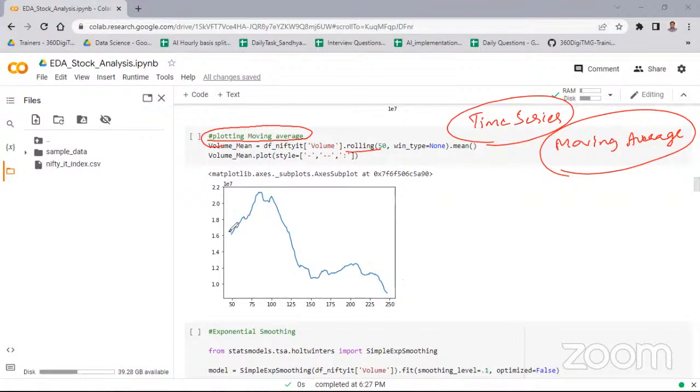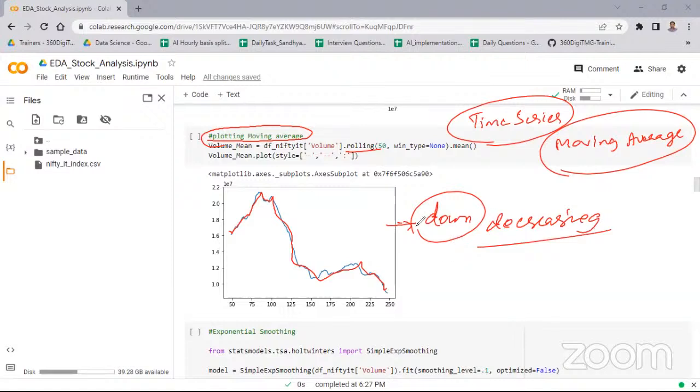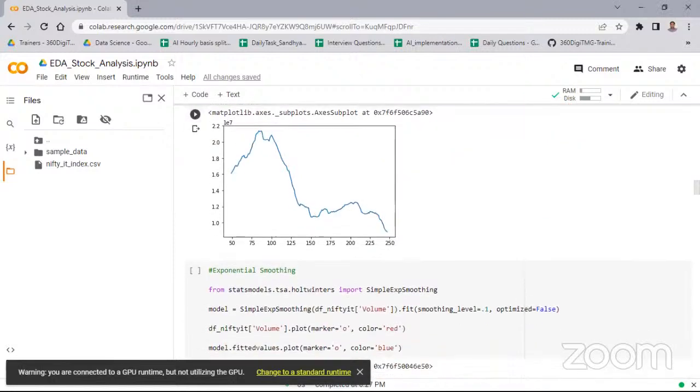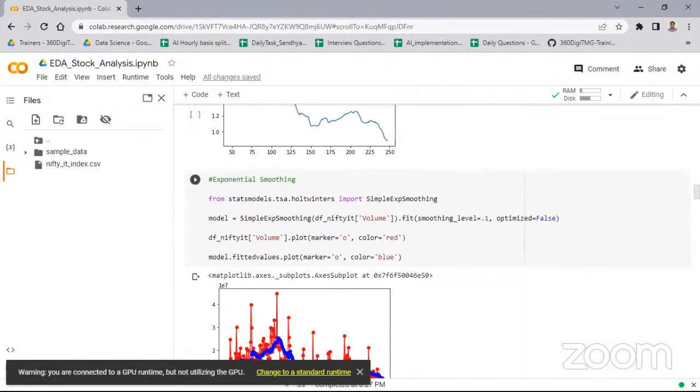where the mean value keeps changing every time. The mean value with respect to time is getting decreased, then increasing, again decreasing. From this graph, you can say that it is going down and decreasing. So when you study this data, nobody is going to invest in these particular shares.